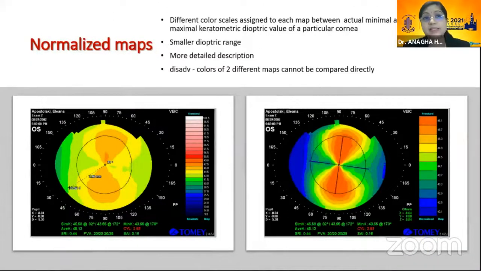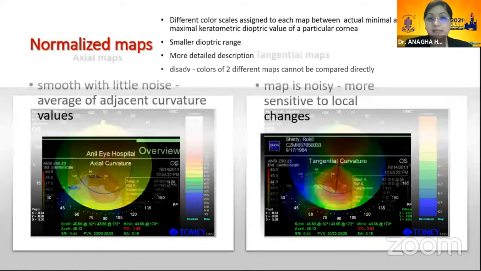Now what are normalized maps? So basically, if you see these two maps on the right and on the left, it is basically the same map. Whereas here on the left, you can see that the color coding is changed from the entire range. Whereas on the right hand side, it's a smaller dioptric range. And that is why there are more colors, it's more noisy. The disadvantage is these maps cannot be used to compare any two maps directly.